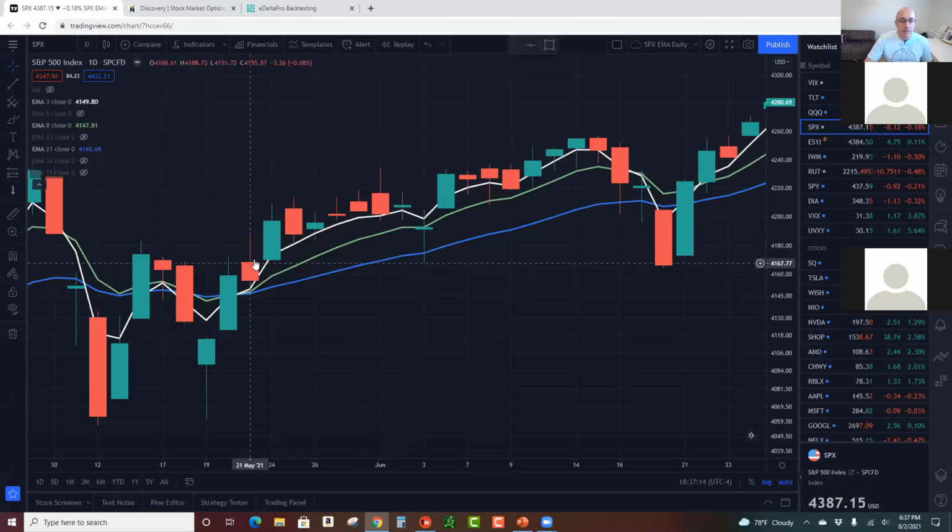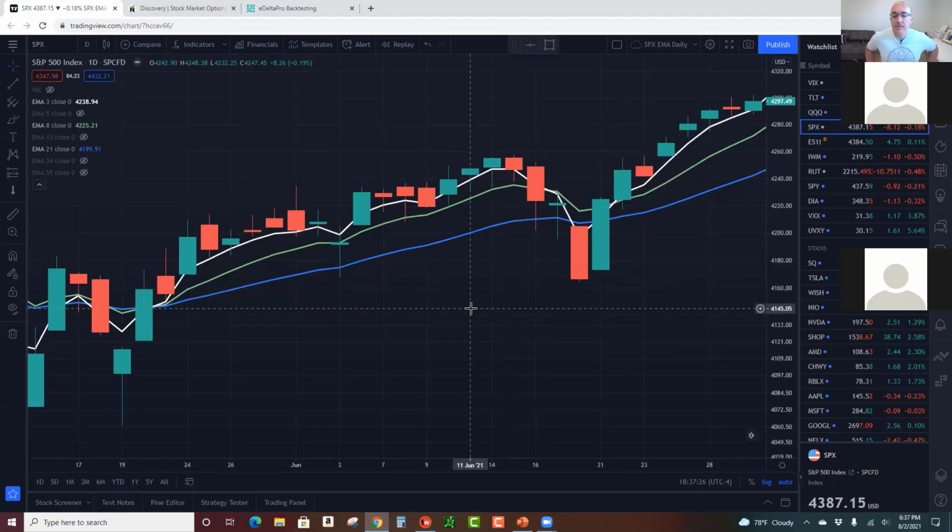So in a typical bullish market run, the 3 is going to be above the 21 and the 8 is going to be above the 21. So it's not that much different. The part that you'll see that's a little bit different is when the market does turn down, that 3 EMA is actually going to turn down much sooner below the 21 versus the 8 EMA.